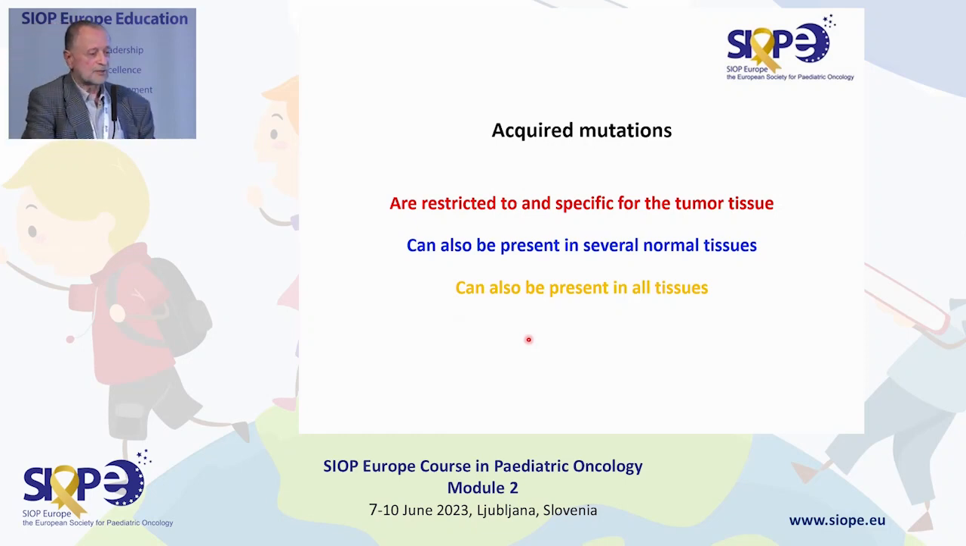So we come now to acquired mutations. Another question: are acquired mutations always restricted and specific for the tumor tissue? Can they also be present in several normal tissues, in a tumor patient we're talking about now? Or can they also be present in all tissues? What's your opinion?